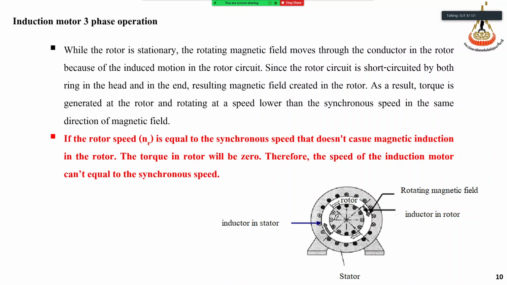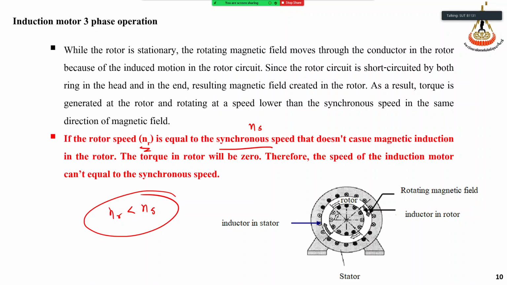Okay, I have talked about this already, right? If the rotor speed Nr is equal to the synchronous speed Ns, it doesn't cause magnetic induction in the rotor. The torque in the rotor will be 0. It's not possible, right? So the speed of the rotor is usually a little bit less than the synchronous speed. Then the motor can be operated under this condition.